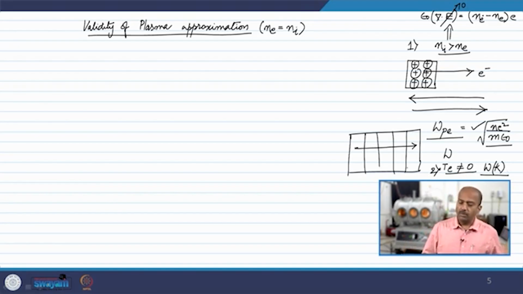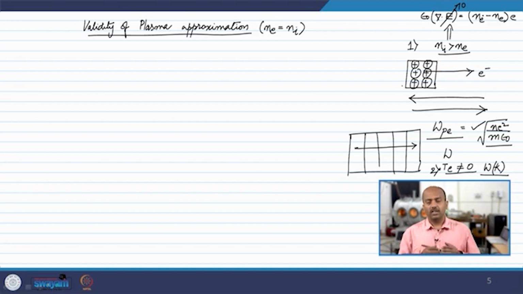In this modified picture, one thing is very clear: the number of ions is greater than the number of electrons, at least in a small region. In the total plasma, of course not, but in the small region, the number of ions is greater than the number of electrons. Now, if you go back and see the ion acoustic wave, we imposed a condition that the number of electrons will be equal to the number of ions. So, we removed the possibility of the existence of an electric field because of this condition.